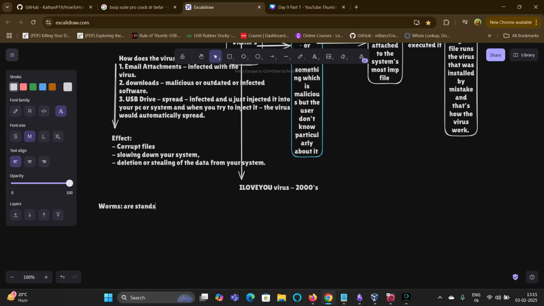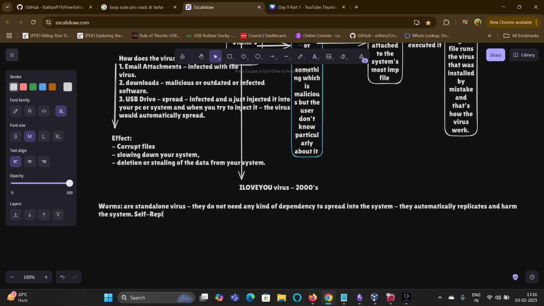Worms are a standalone virus. That means they do not need any kind of dependency to spread into the system. They automatically replicate and harm the system. That is what worms are. Standalone itself states that they do not need to depend on some kind of software or system or particular thing, and they can replicate themselves and harm the system. They are self-replicated malware.